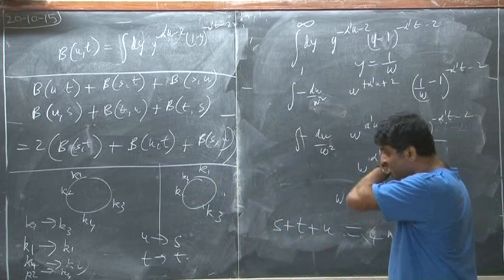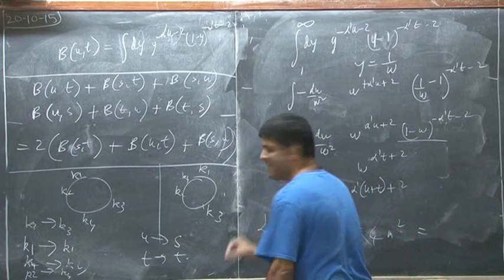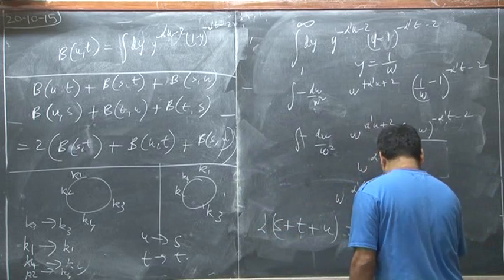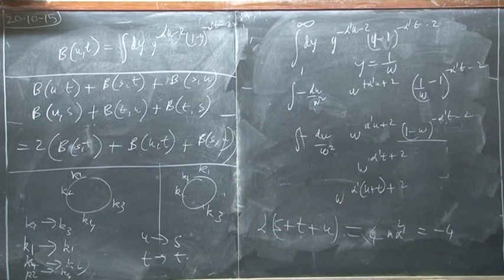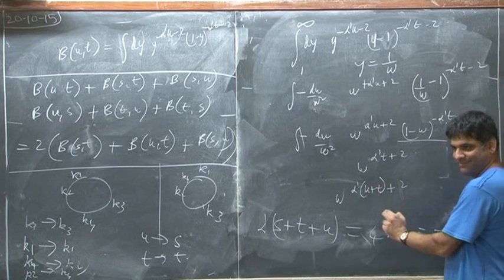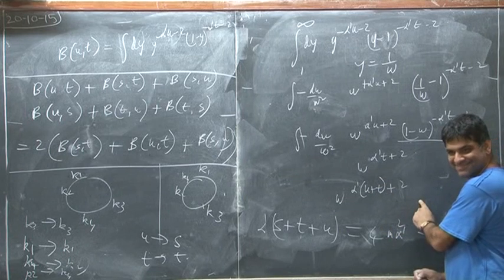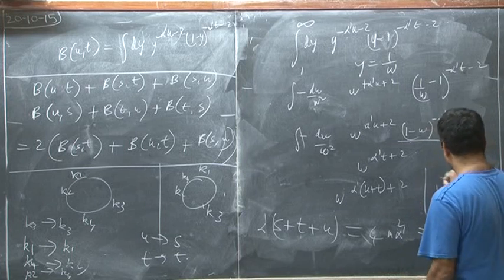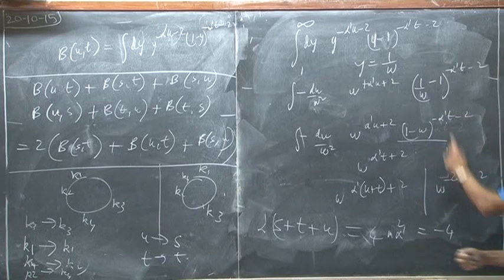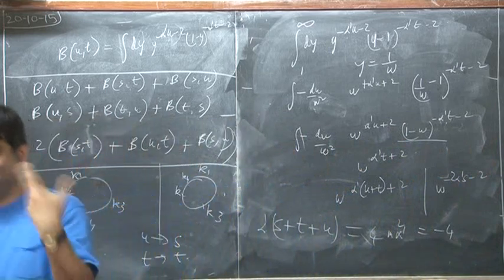Which is equal to m squared minus 1 by alpha prime. So alpha prime (s plus t plus u) is equal to minus 4. And therefore alpha prime (t plus u) is equal to minus 4 minus alpha prime s. So this becomes w to the power minus 2 alpha prime s minus 2. So it's exactly the same integral as before, but with s in place of u.